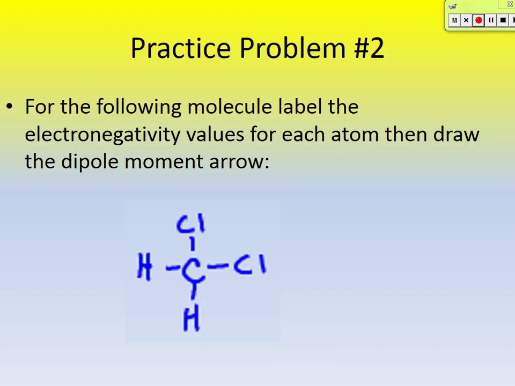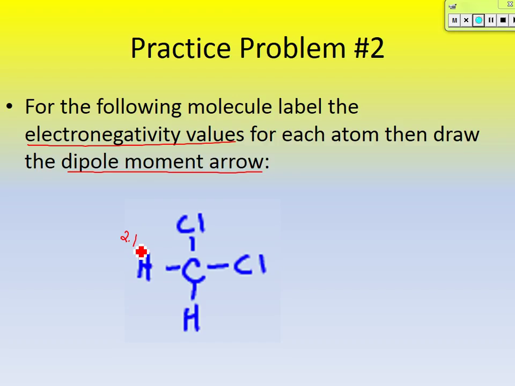Okay, so what I want you to do is to help me through this. Again, we're going to put the electronegativity values on each atom. Then we're going to draw the dipole moment arrow. Okay, so let's do it. What is hydrogen here?